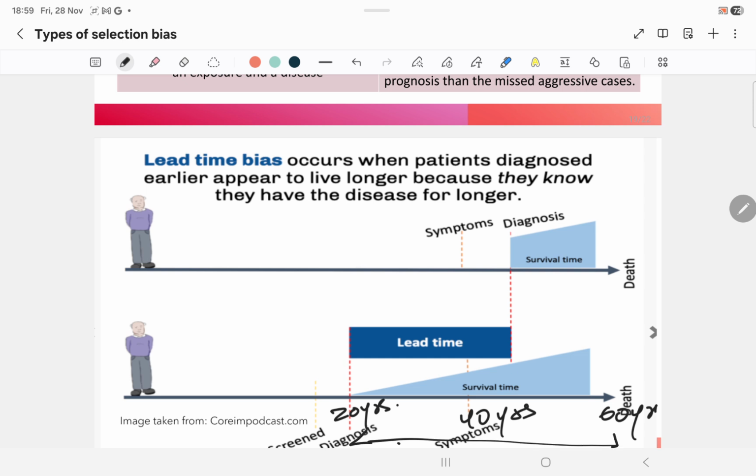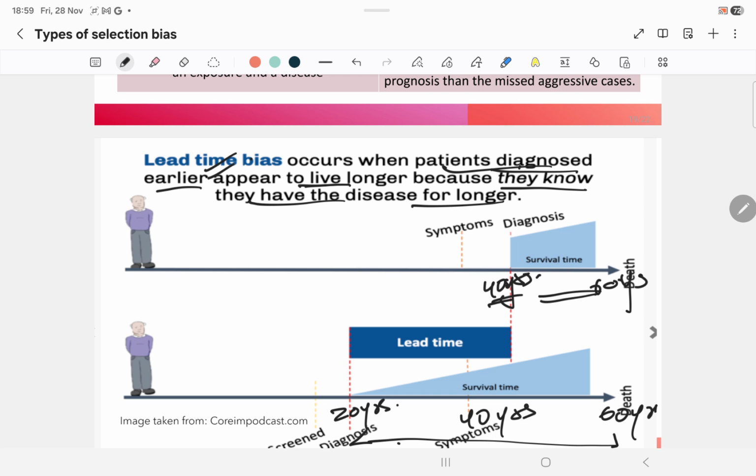But if he doesn't undergo screening, and he develops symptoms at 40 years and dies at 60 years, he might think, oh, I only survived for 20 years without the screening procedure. So this is lead time bias. It occurs when a patient is diagnosed earlier due to a screening method. You have done the screening and the patient was diagnosed earlier, and appears to live longer because they know they have the disease for longer.